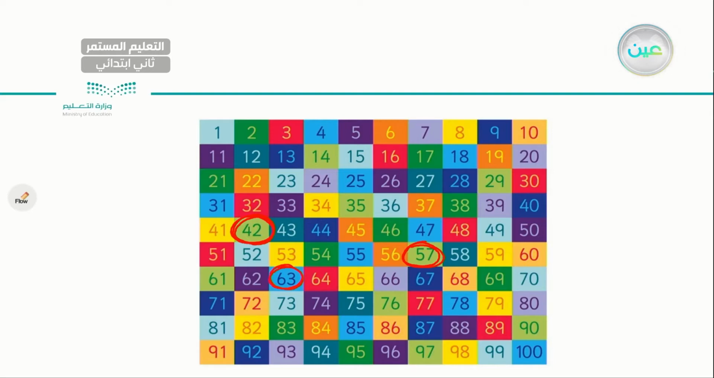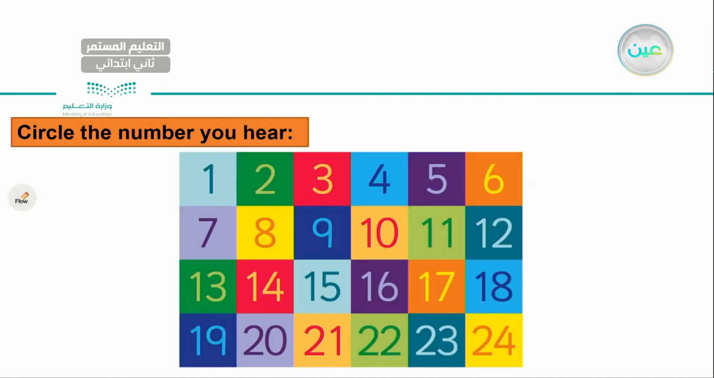How about this one? 63. 63. How about this one? I hope you can see it. 77, very good. How about this one? 82, very good. 82. How about this one? 95. 95, very good. Excellent. Excellent, my dear student.